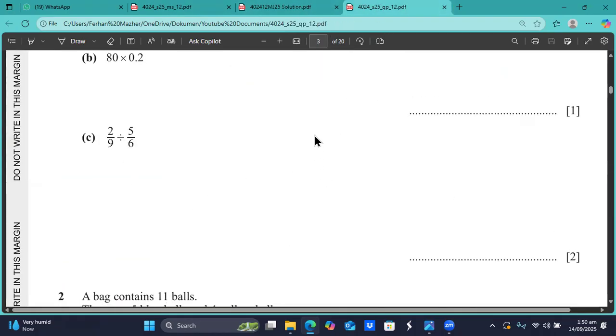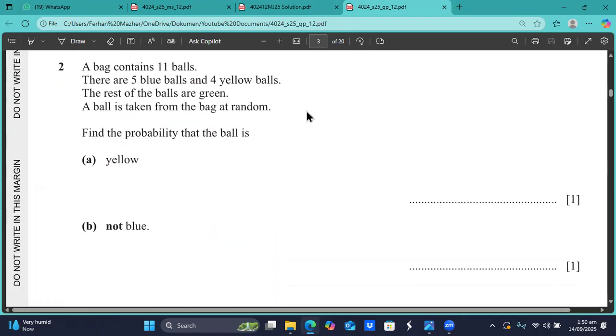Okay, so let's go to the next question. It says, question number 2. A bag contains 11 balls. There are 5 blue balls and 4 yellow balls, and the rest of the balls are green. Basically there are 3 colors. So blue balls are 5, the yellow balls are 4. Then the green balls will be 11 minus 4 minus 5, and that will be 2.